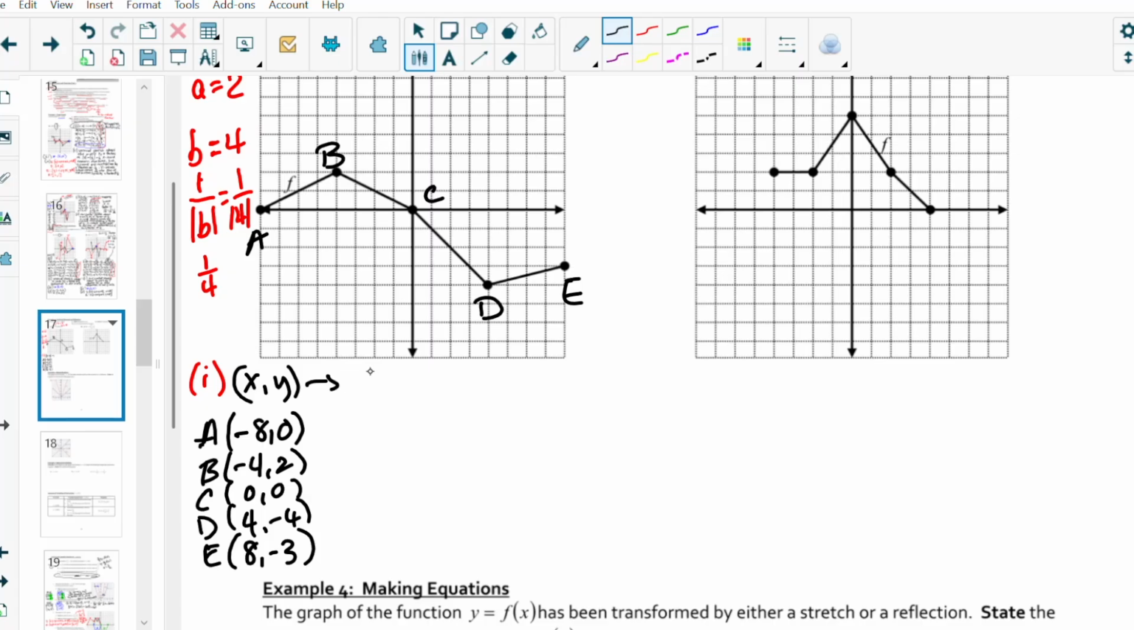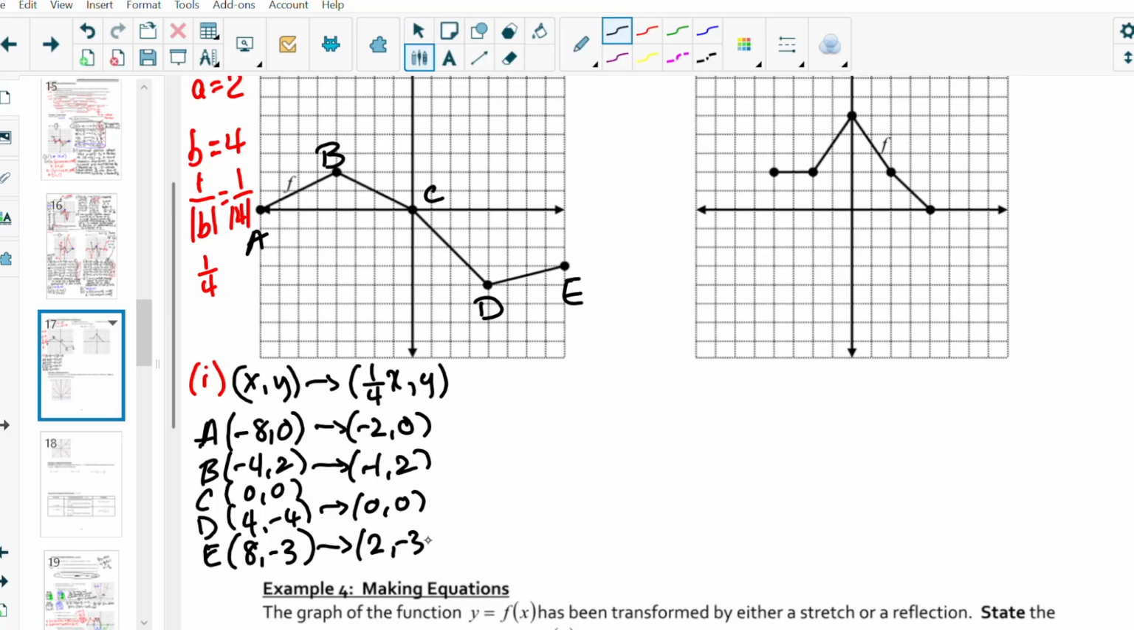I'm going to do one transformation. I'm going to do the x value multiplied by 1/4. So it's a horizontal stretch about the y-axis by a factor of 1/4. So 1/4 x, y, and that transforms to negative 2, 0. So all the x values multiplied by 1/4. Negative 1, 2, 0, 0, and 2, negative 3. Okay, let's plot those. I'm going to plot those in red.